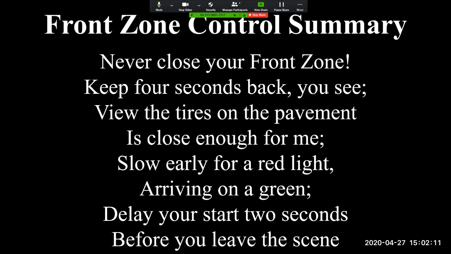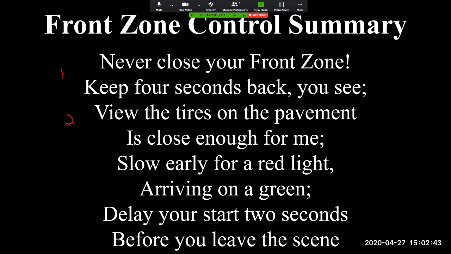Keep 4 seconds back. See the tires on the pavement is close enough for me. Slow early for a red and arrive on green. Delay your start 2 seconds before you leave the scene. Okay, and with that, we have 2 things. First, 4-second following distance. Okay, that one's easy. Count 4 seconds.